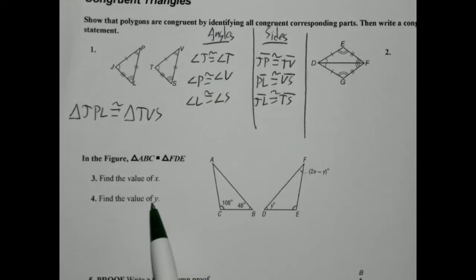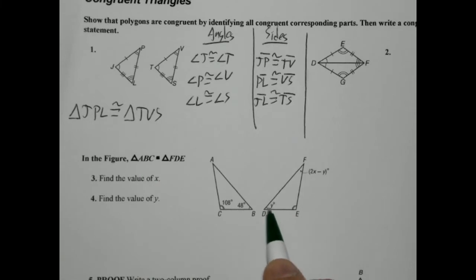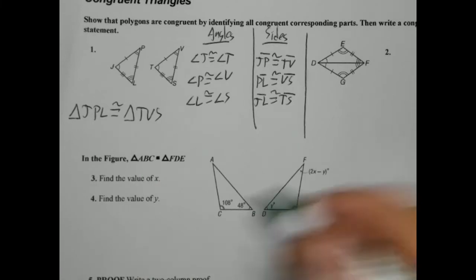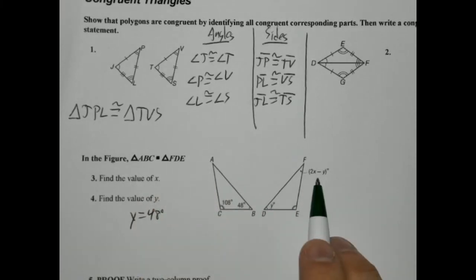So 4 says find the value of y, which is right here. And y is the angle D. I know it's a single arc here, B is a single arc, and we know D and B match up also by looking at the congruency statement, which they give us here. So y will be equal to 48 degrees. It's basically given to us. And then over here, I'll let you guys figure that out. I don't want to tell you that one.